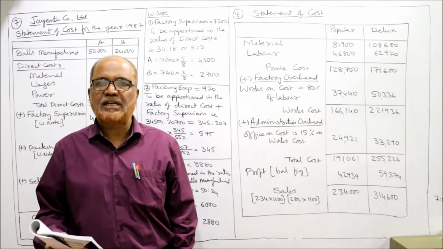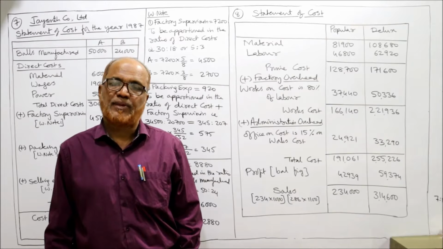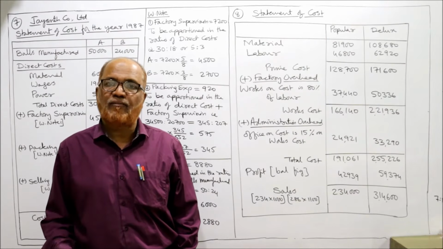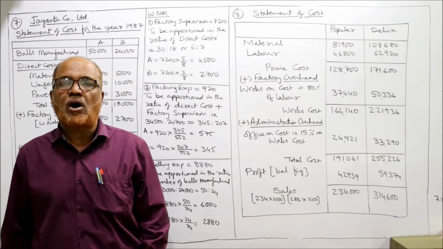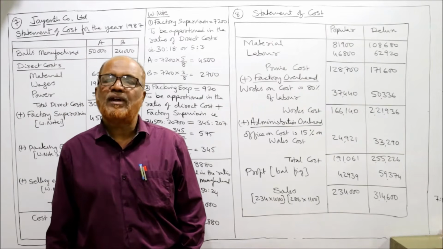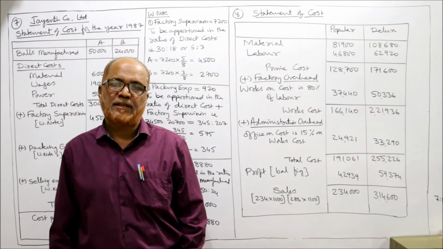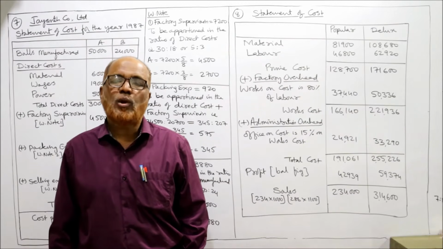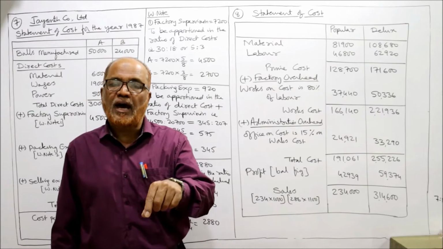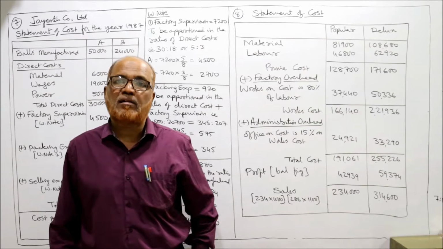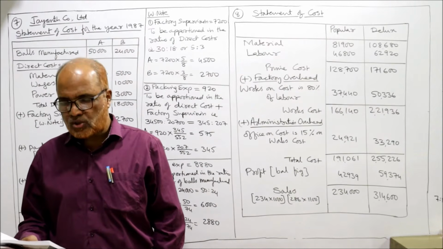Works on cost is charged. Remember, works on cost is nothing but factory overhead. Factory overhead को ही कहते हैं works on cost. It is 80% on labor. And office on cost. This office on cost means administration overhead. These are technical words. So remember, office on cost means administration overhead and works on cost means factory overhead. The office on cost is taken at 15% on works cost.